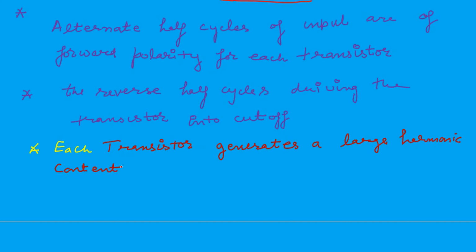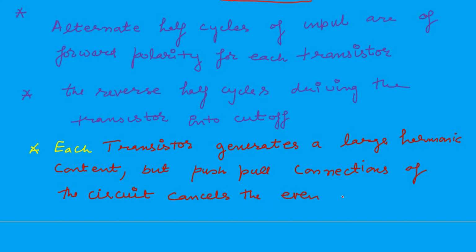Transistor generates large harmonic contents like omega, 2 omega, 3 omega, but the push-pull connections cancel the even harmonics. So this is very good.